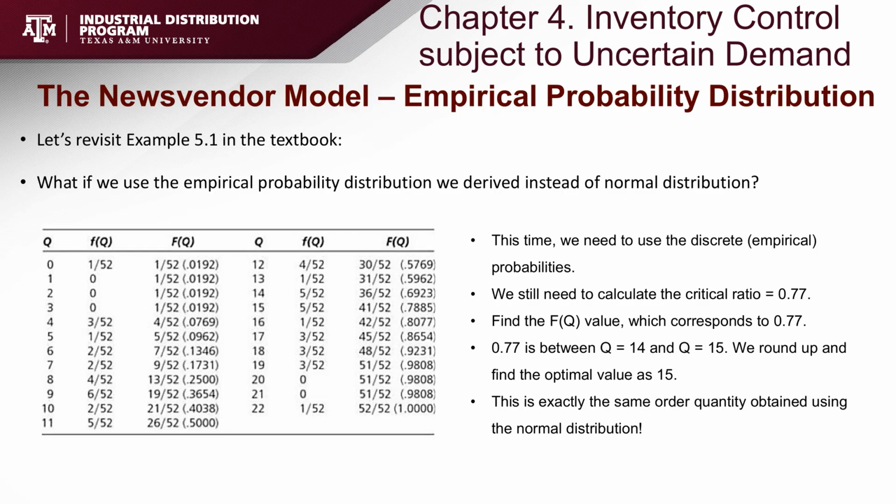All right, last stop. What if we ditch the normal and just use the empirical distribution directly? We still need that same critical ratio, 0.77. We read down the cumulative column, F of Q basically, for where it crosses 77%. It lands between Q equals 14 and Q equals 15. And with a discrete distribution, the rule is always round up, which gives 15. 15 copies, exactly what the normal said. Two different roads, same destination.